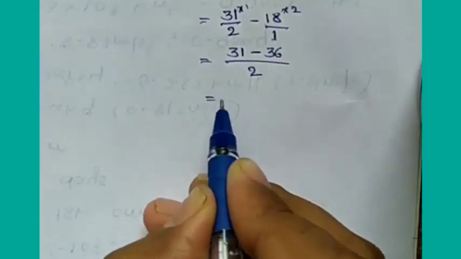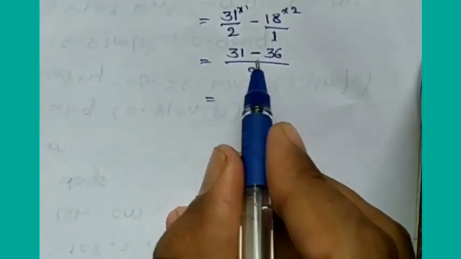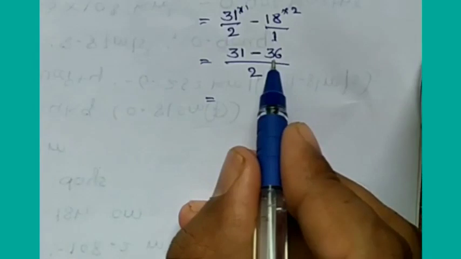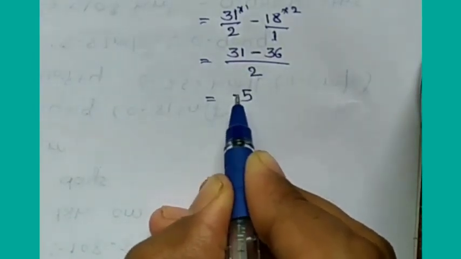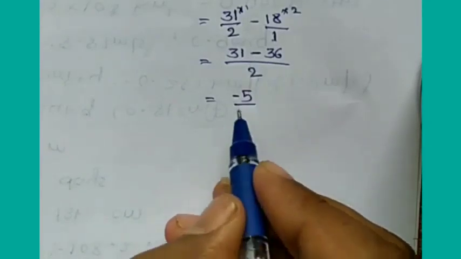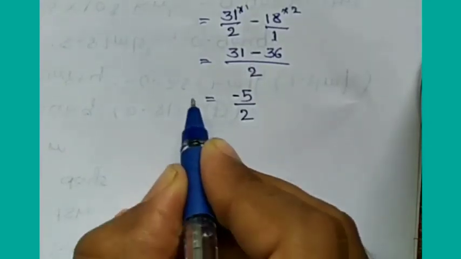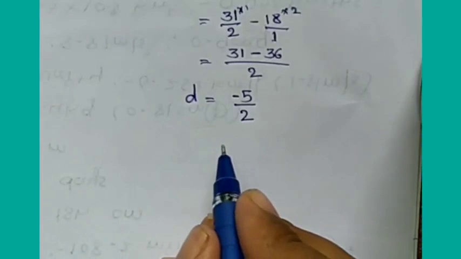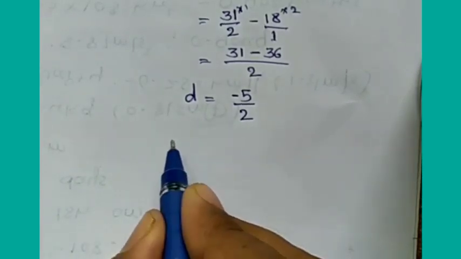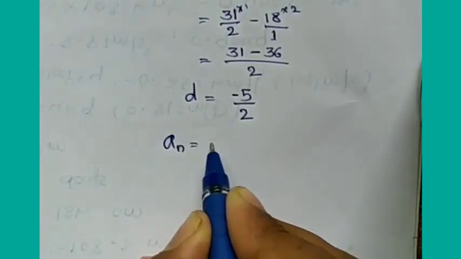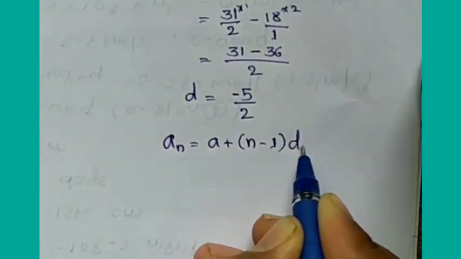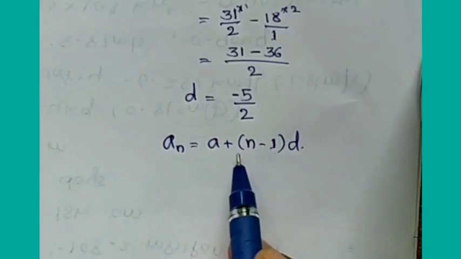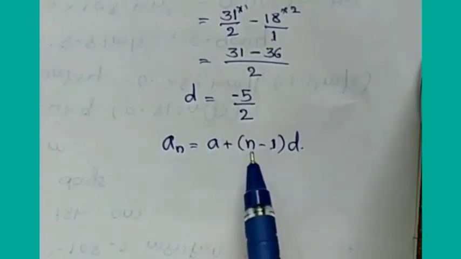So here we will get a negative, because minus 36 you have to do. 36 minus 31 we will get here 5. Which 5? That is minus 5, because the greater sign is minus. So minus 5 by 2. This is our d. So now put the formula. What is the formula? an equals a plus n minus 1 into d. So put the values according to the given factors and find n.